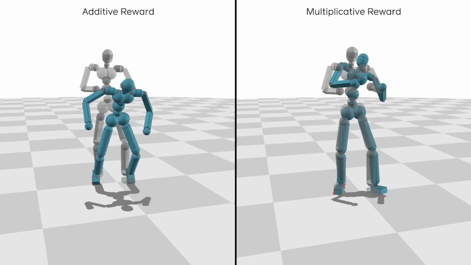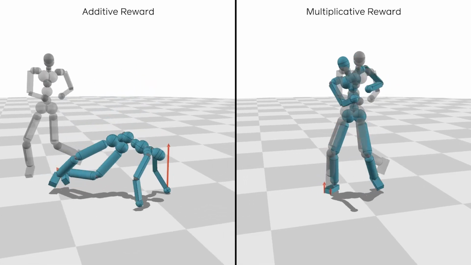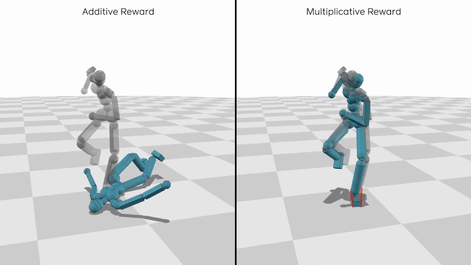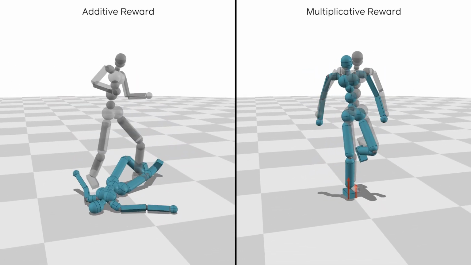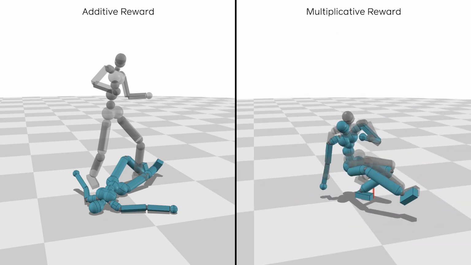For complicated behaviors such as this breakdancing example, the additive reward failed to learn the motion. We found that the multiplicative reward sometimes performs better, especially for complicated behaviors where the additive reward failed to learn the behavior.